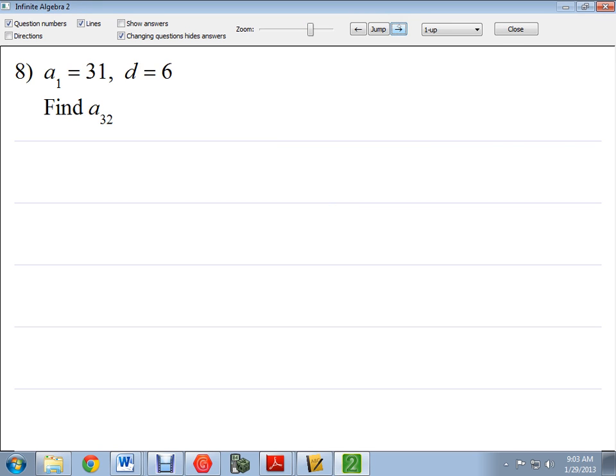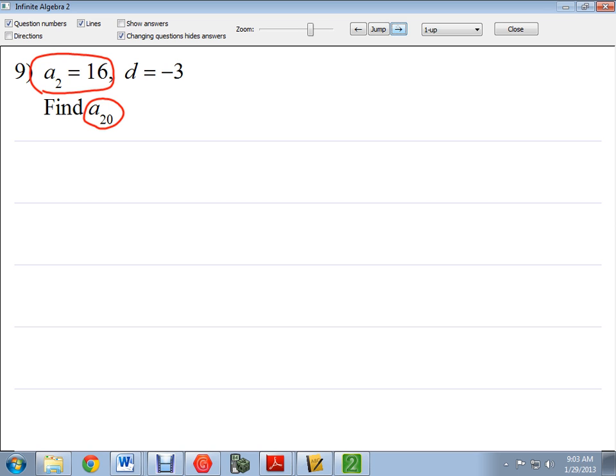Not all the time is it going to give me something like that. It's going to give me some other information, like in number 9. It doesn't give me a 1. In this case, it gives me a 2. So there are two ways that you can go about dealing with this. You can work backwards to find a1, and once you have a1, do the formula like normal, or you can just treat a2 like it is a1, and then realize that instead of finding a20, you're going to have to find a19.